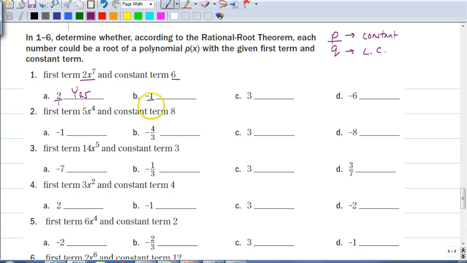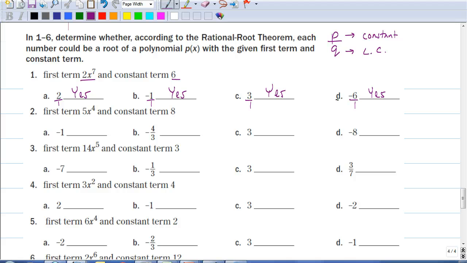So would -1, because -1 is the same as -1 over 1. -1 goes into 6 evenly, 1 goes into 2 evenly, so your answer would be yes for this one. 3 is the same as 3 over 1. 3 goes into 6 evenly, 1 goes into 2 evenly. Again, you don't care if 3 goes into 2, you're only pairing up 3 with the constant, and the 1, the denominator, with the leading coefficient. So this would be yes. This would be yes as well, because -6 goes into the constant 6 evenly, and 1 goes into the leading coefficient 2 evenly.